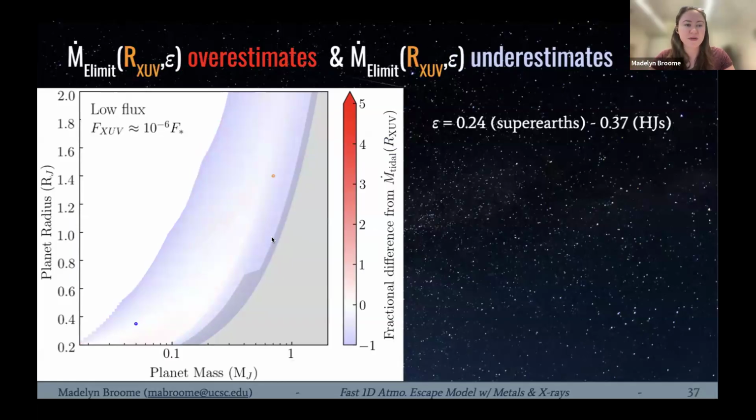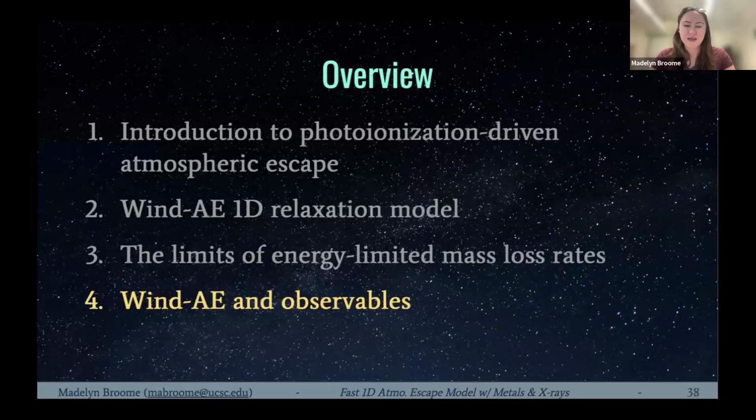So if you want to use energy limited mass loss rate, you probably want to do it with the actual efficiency, which is something around 0.2 for super Earths and 0.3 or 0.4 for hot Jupiters. And you want to calculate it at this RXUV. Unfortunately, getting RXUV does require these sorts of models, and so you're kind of stuck back in the loop of you probably want to use these models, or I need to pay an undergrad to make some lovely grids that the field can use and extract these mass loss rates from. So that's Windy in a nutshell, and what we've been able to discover about the energy limited mass loss rate.